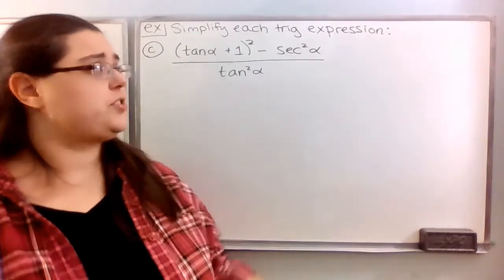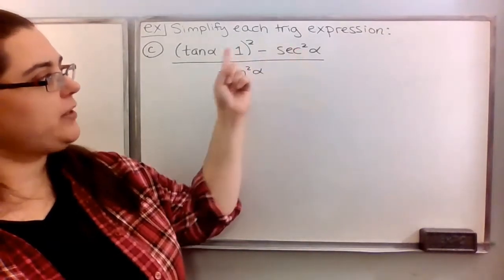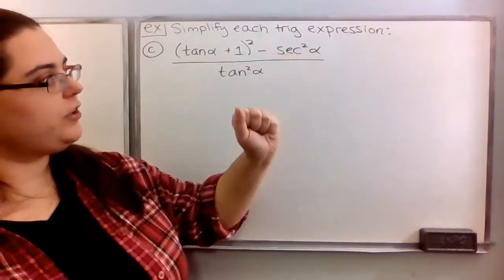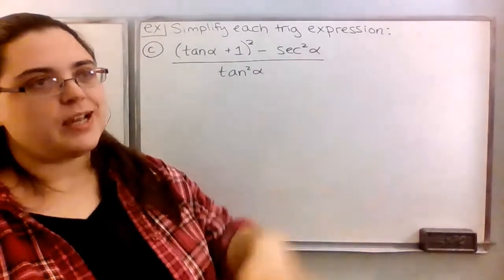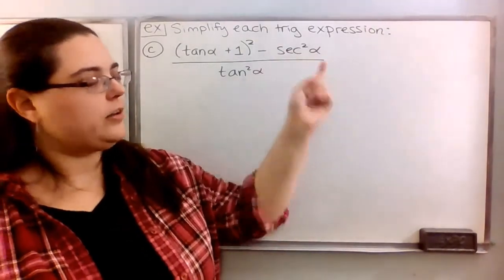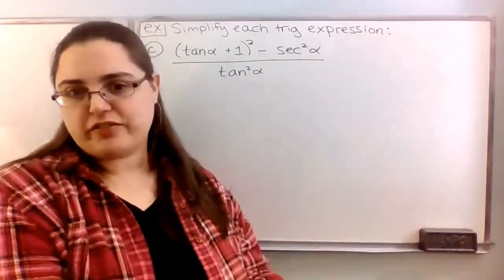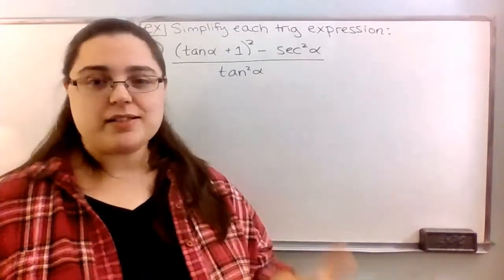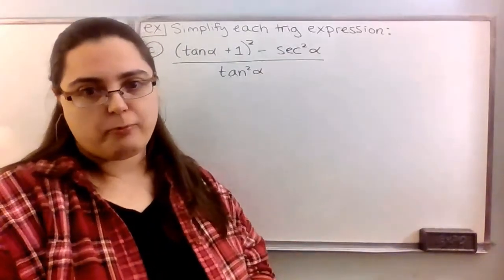In fact, if you wanted to, you could also recognize this as a difference of perfect squares. So you could have tan alpha plus 1 plus secant alpha, tan alpha plus 1 minus secant alpha. I wouldn't recommend that one because it gets rid of the secant squared, and then that's going to be harder to get things in terms of the same trig function. But that could be another approach you take. So it just depends on what your eye sees first and the path you choose to follow.